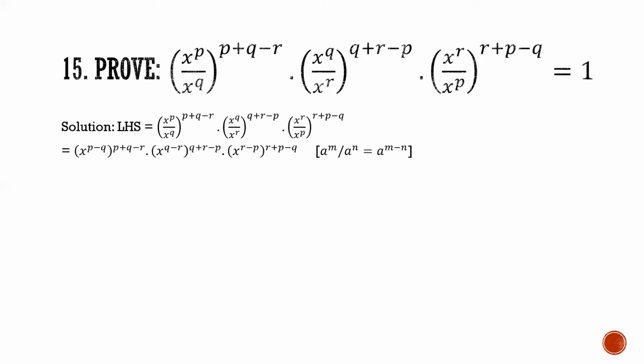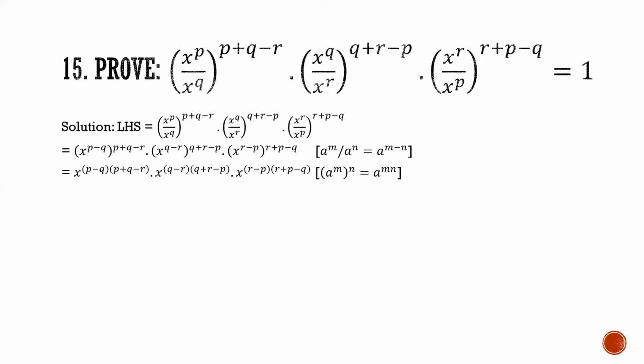So in the next line, we have to apply the formula of power of powers, which was a to the power m to the power n is equal to a to the power mn. So applying that formula, x to the power p minus q into p plus q minus r. For the second term, x to the power q minus r into q plus r minus p, x to the power r minus p into r plus p minus q.